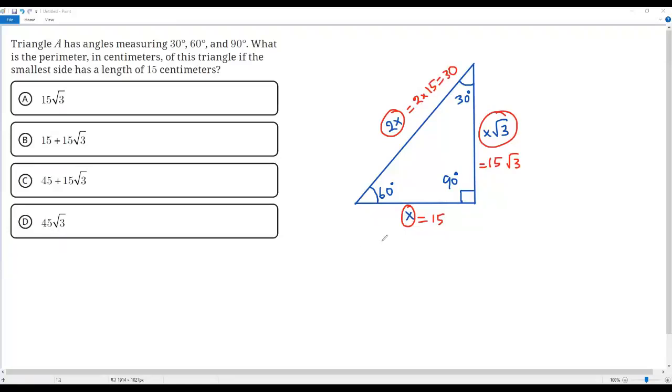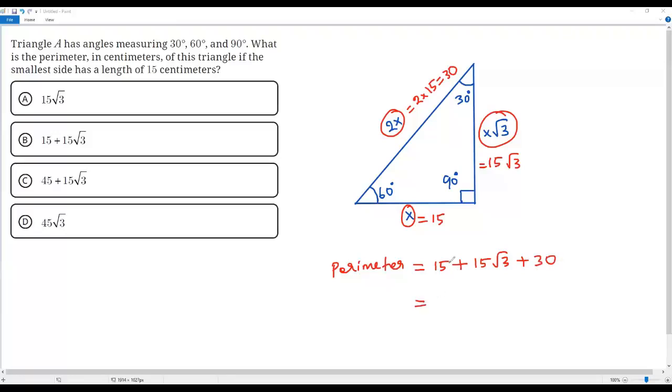Okay, now I got the length of all the three sides of the triangle. So now I can find the perimeter. To get the perimeter of a triangle, I just have to add the lengths of all the three sides. So the smallest side is 15. The next longest side is 15 times square root of 3. The length of the hypotenuse, I mean the third side, is 30.